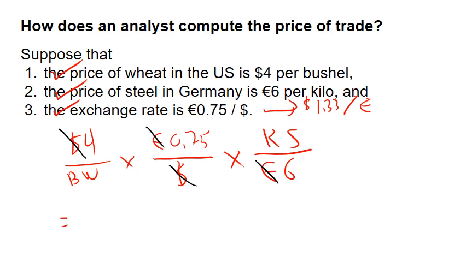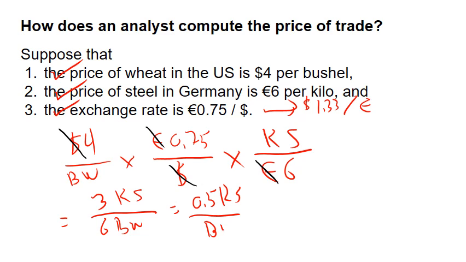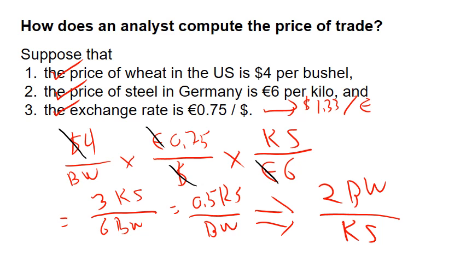It'll be 4 times 0.75, which is 3 kilos of steel, divided by 6 bushels of wheat, which simplifies to be 0.5 kilos of steel per bushel of wheat. That means that Germany must give up a half a kilo of steel when it obtains a bushel of wheat from the United States. Taking the reciprocal of it, it means that the U.S. has got to give up 2 bushels of wheat to obtain 1 kilo of steel when it trades with Germany.